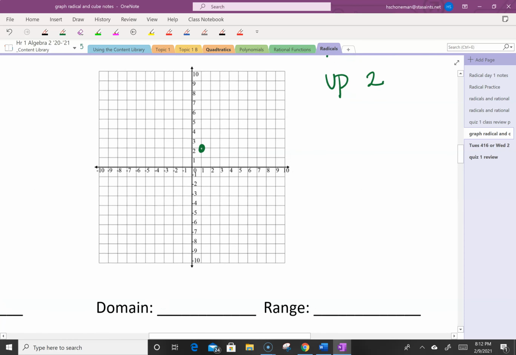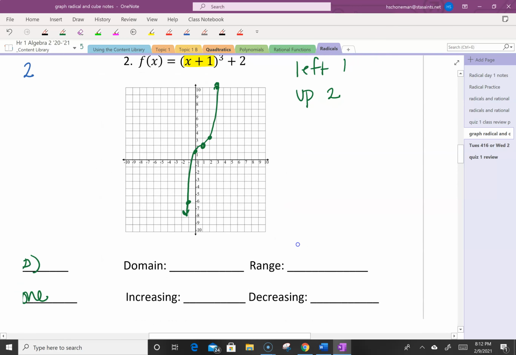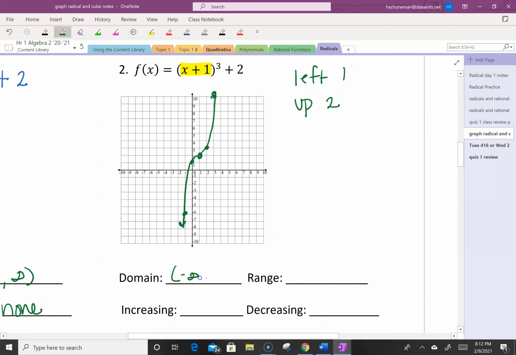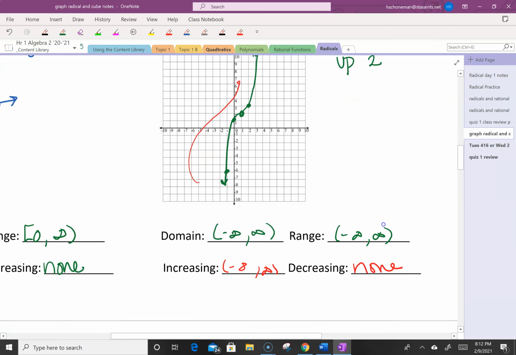And now I'm going to use my pattern. The pattern says I'm going to go over 1 and up and down 1 from my starting point, and from my starting point I'm going to go over 2 and up and down 8. And there is the graph of my cube. Now remember, graphs of cubes, the domain and range is always negative infinity to infinity. In this graph, as I go from left to right, it's always going up, so the decreasing is none, and the increasing is negative infinity to infinity.